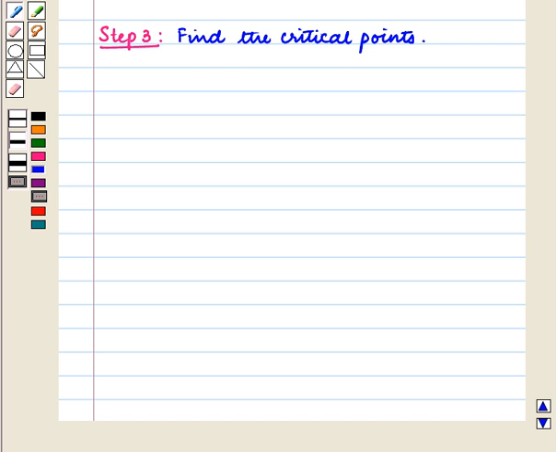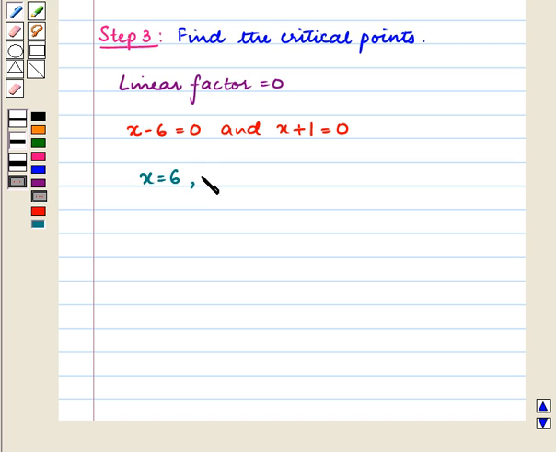Step 3 is to find the critical points. For this, we equate each linear factor to 0, that is, x minus 6 is equal to 0 and x plus 1 is equal to 0. So we get x is equal to 6 and x is equal to minus 1. So the two critical points are 6 and minus 1.